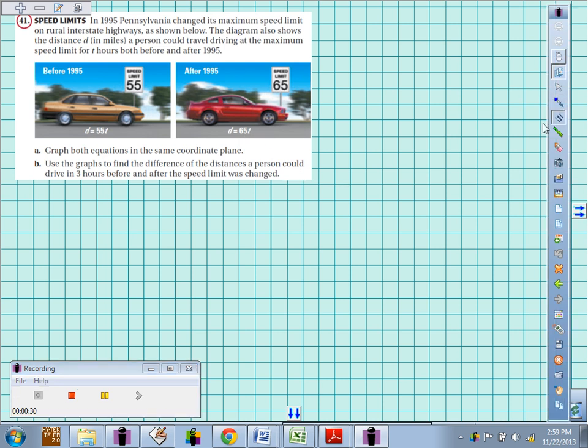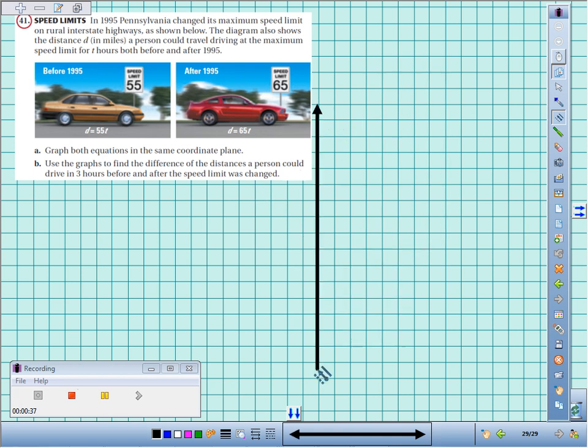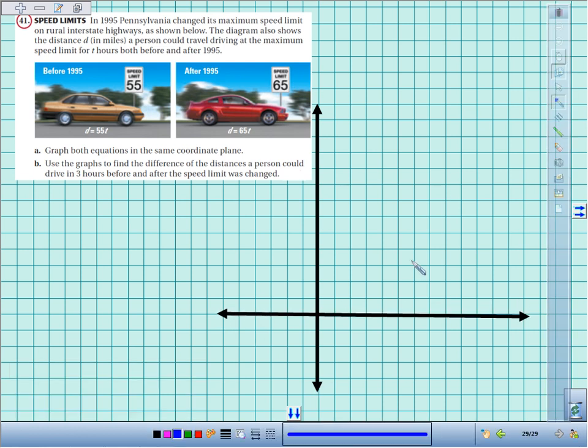Graph both equations in the coordinate plane. Since you can't have negative hours or negative miles, I can just focus on the first quadrant. And I'm going to start by going before 1995. I'll put that in blue. They say d equals 55t. I'm going to call it y equals 55x.